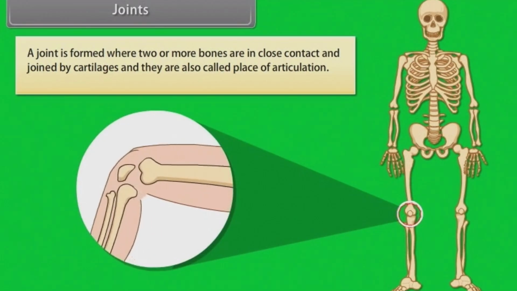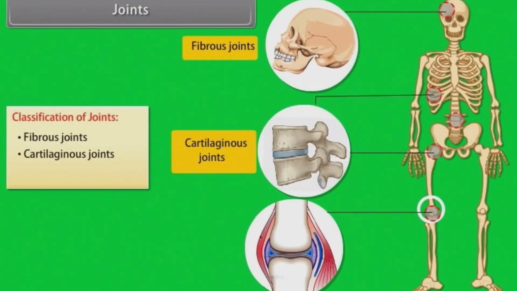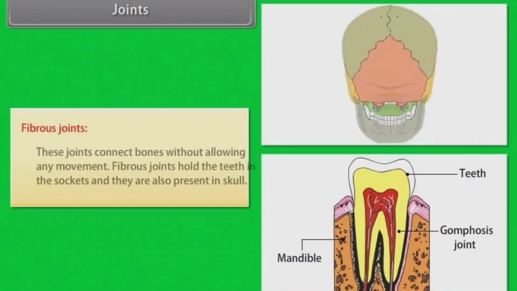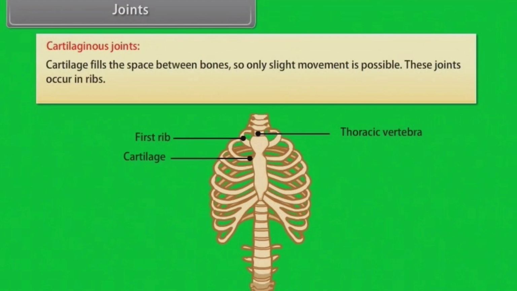Joints. A joint is formed where 2 or more bones are in close contact and joined by cartilages, and they are also called places of articulation. Classification of joints: fibrous joints, cartilaginous joints, and synovial joints. Fibrous joints. These joints connect bones without allowing any movement. Fibrous joints hold the teeth in the sockets and they are also present in the skull. Cartilaginous joints. Cartilage fills the space between bones, so only slight movement is possible. These joints occur in ribs.